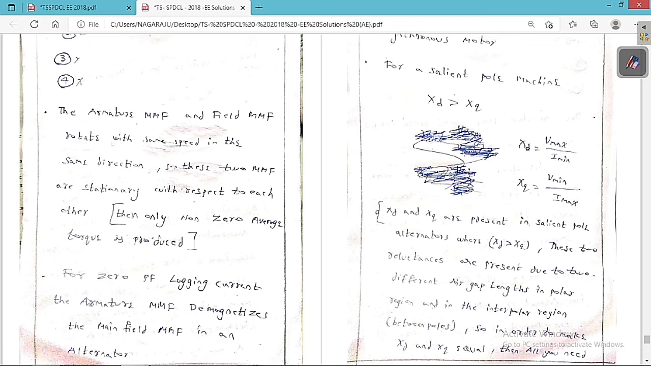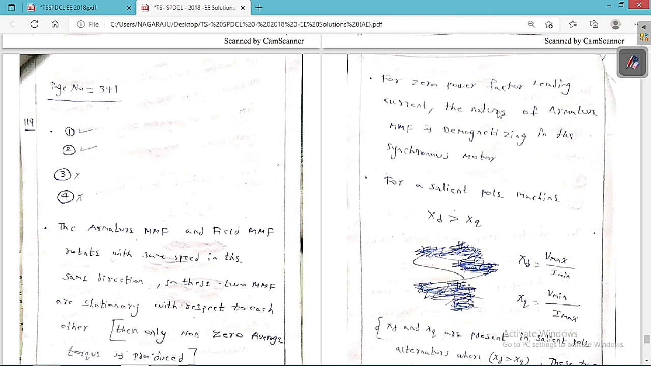So statement 1. For zero power factor lagging current, the armature MMF is always going to demagnetize the main field MMF in an alternator. This is a point I already told you. Now for zero power factor leading current, the nature of the armature MMF is demagnetizing in the case of a synchronous motor. So it is always demagnetizing in the case of a synchronous motor.